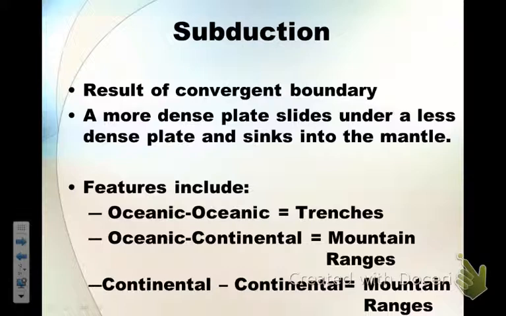Not necessarily. When they come together and they're both continental, like what I showed you at the beginning, that's how mountain ranges form. The more dense plate slides under a less dense plate and sinks into the mantle, so that rock gets lower and lower and it remelts again. The features can include trenches for oceanic, mountain ranges for oceanic and continental, and continental and continental can also form mountain ranges.